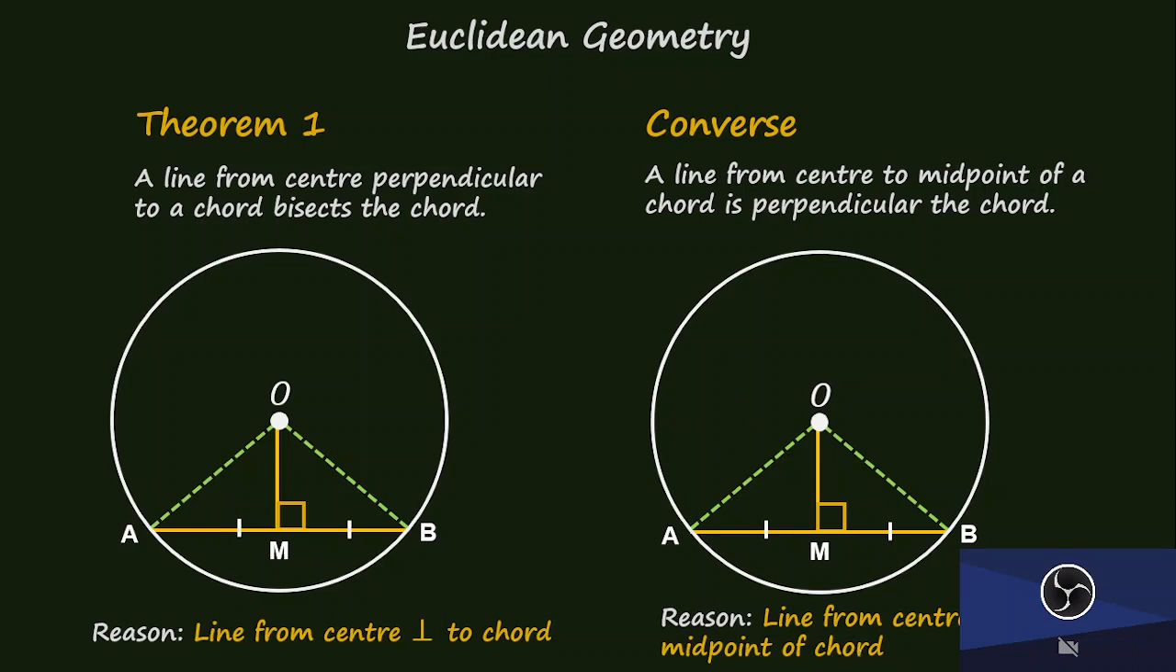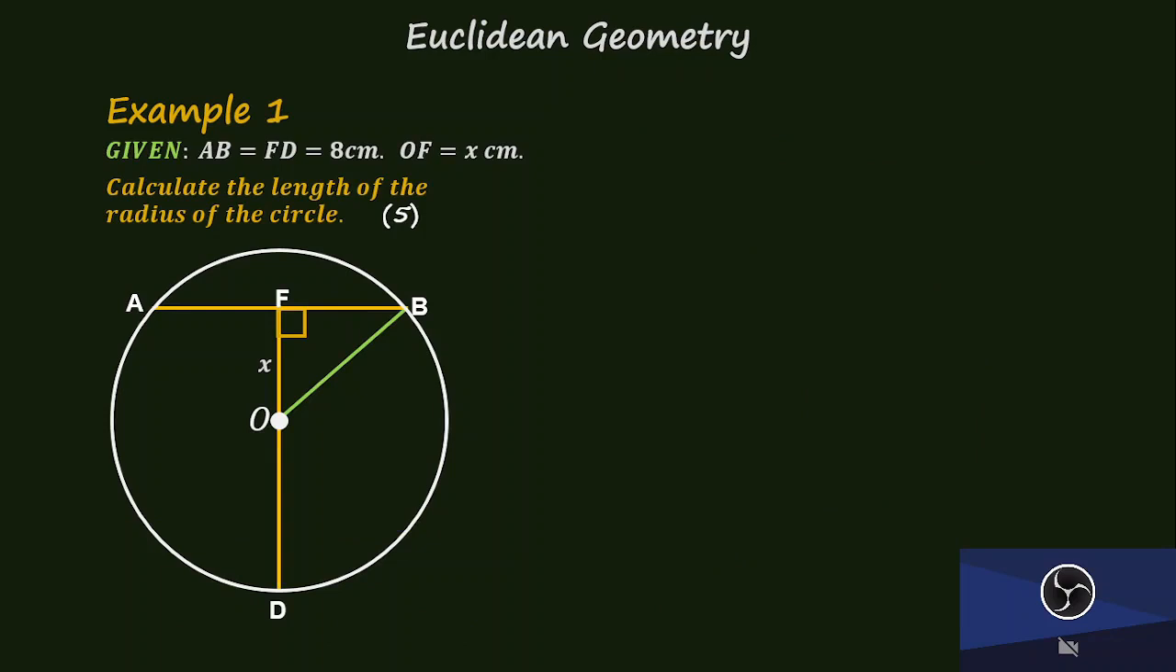I want us to look at example 1, which involves this theorem. Say you're given here a circle with center O, so O is the center of the circle there, and we're given that AB is equal to FD, they are all equal to 8 centimeters, or F is X, and it's shown there. We are required to calculate the length of the radius of the circle. We know that the radius of a circle is any line that moves from the center of the circle to the circumference. So OB is the radius. OF can't be the radius because it doesn't go all the way to the circumference.